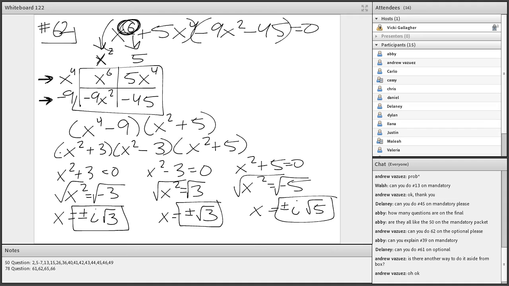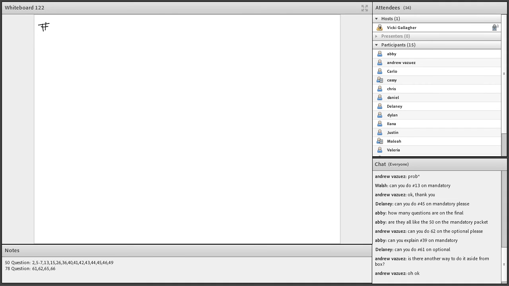Okay, and we actually did a problem similar to 61 from the mandatory packet. Which one was it? There's another one where we had to sing the song. Number 44. Number 44 in the mandatory packet is very similar to number 61 in the optional packet because they are both cubes where you want to sing the song to factor. So we're going to sing the song.